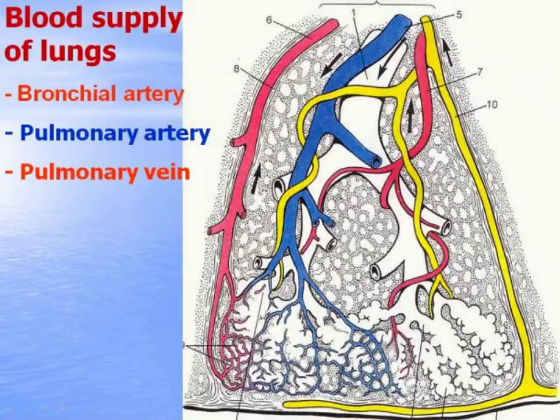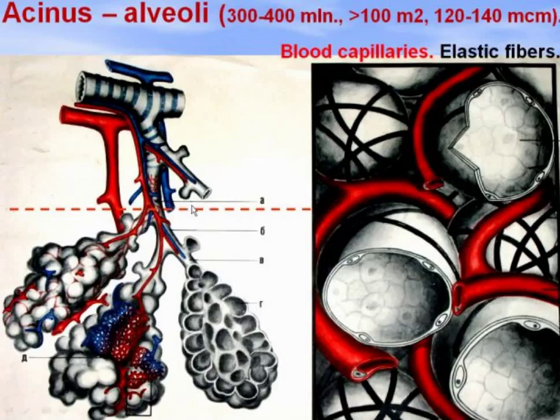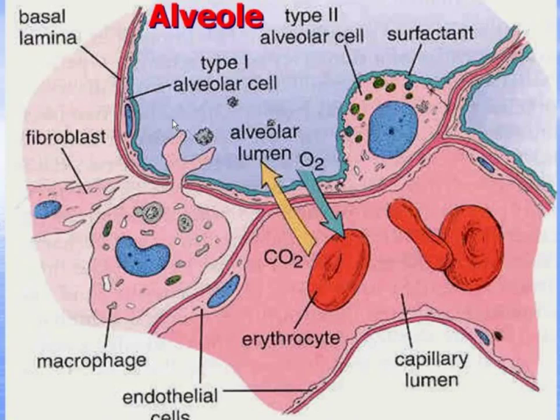This is an acinus with alveoli. Its alveoli are semivesicles, lined by flat epithelium, squamous epithelium, and surrounded by blood capillaries. These black lines are elastic fibers. This is a key figure which explains the structure and function of alveoli.